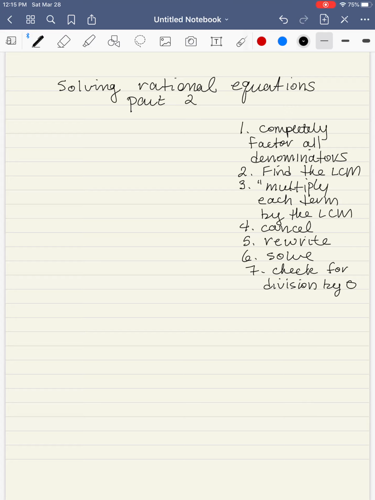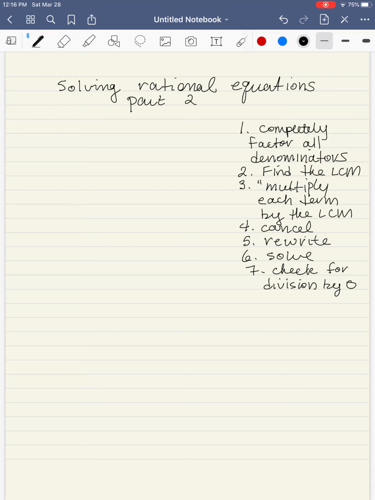In our last video, Solving Rational Equations Part 1, we looked at what a rational equation looks like, and we looked at the process for solving them. I have those listed here. Those are explained more fully in the video Part 1. And we solved a couple of equations.